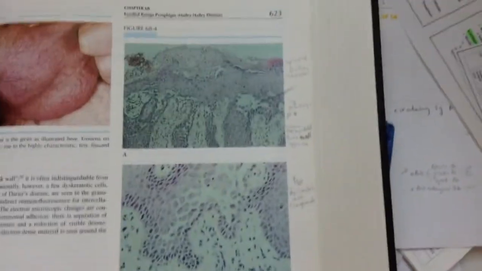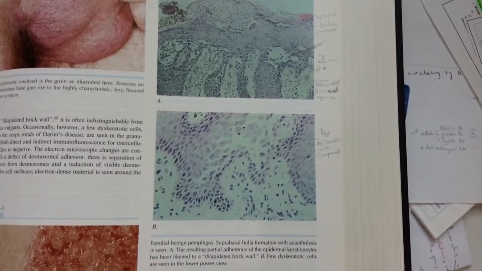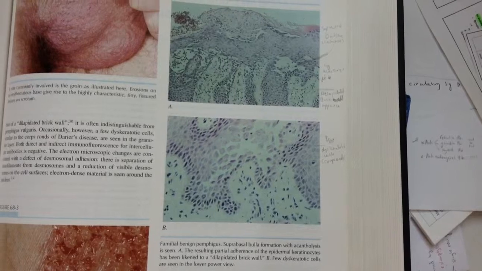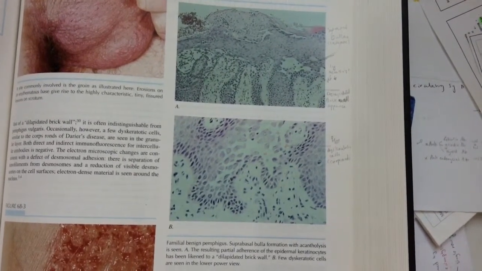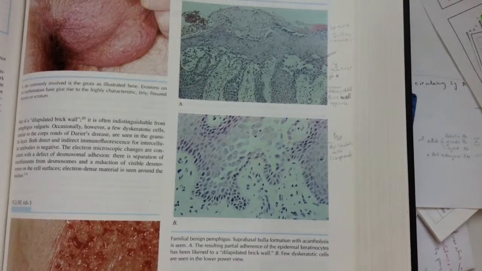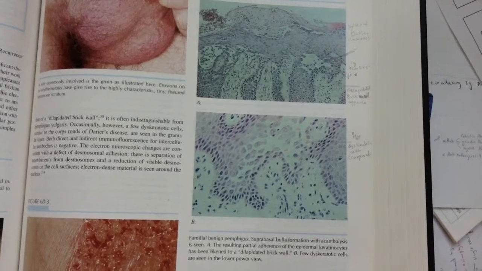Here we can see the histopathology of Hailey-Hailey disease, familial benign pemphigus. There is a suprabasal bulla, with primary acantholysis making the dilapidated brick wall appearance, and we see few dyskeratotic cells, corps ronds.